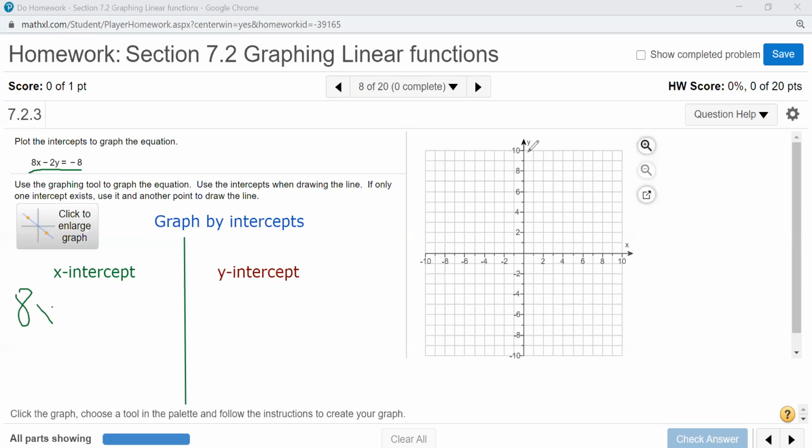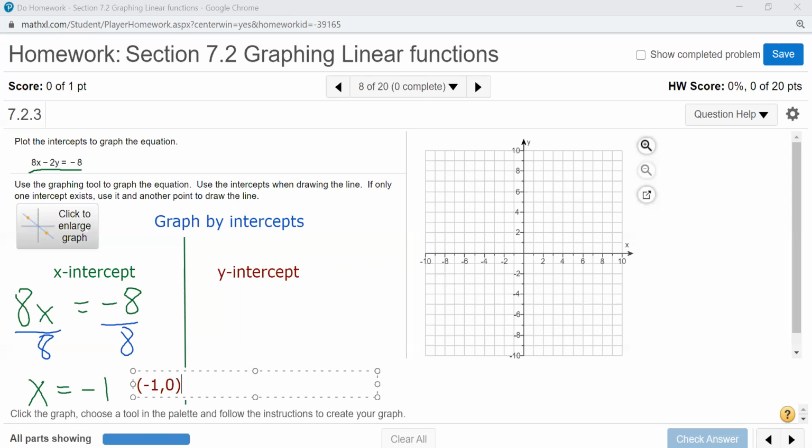You're going to have 8x. The y is going to be gone. You basically delete it totally from the problem. And we just solve this thing for x real quick. Divide both sides by 8. You're going to get x equals -1. But remember, it's supposed to be a coordinate. It's the point -1, 0. The x value is -1. The y value is 0 by definition.